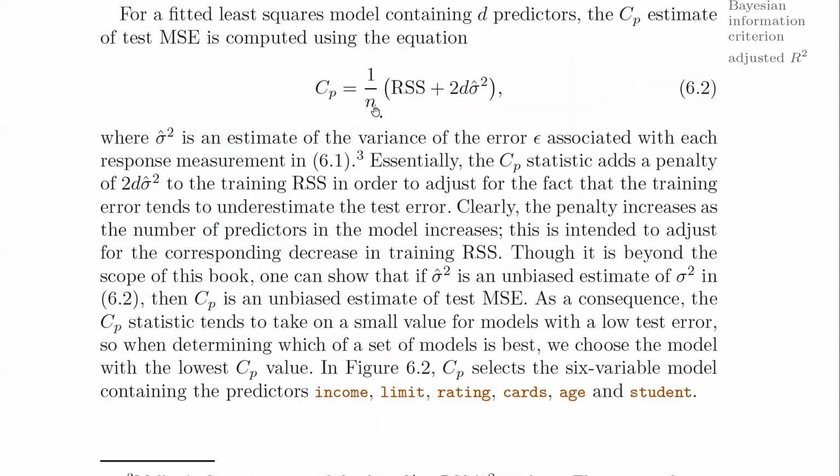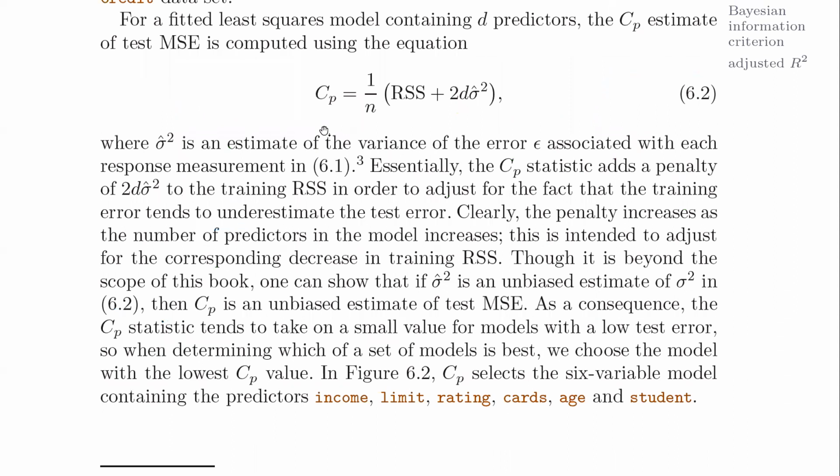Now, how do you actually even calculate these things? For a fitted least squares model containing D predictors, the CP, but what does P stand for? I would have expected it to be CD. You know, it's kind of like usually the left and right hand side should be related in some way. Maybe P is found in the RSS. Let's have a look.